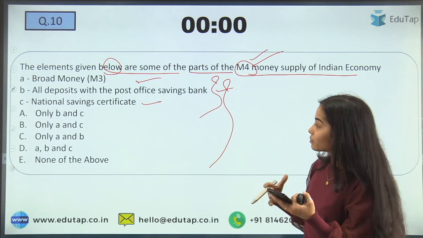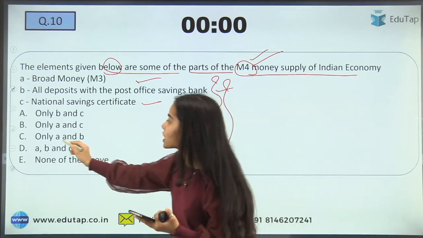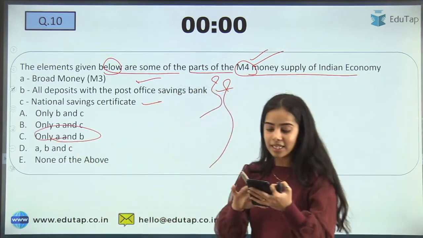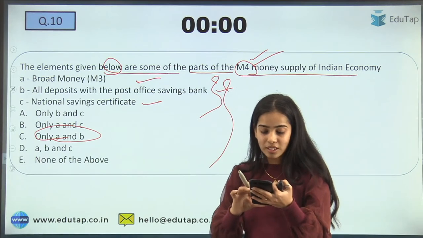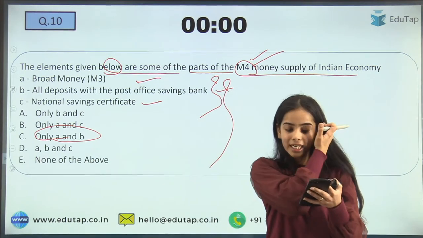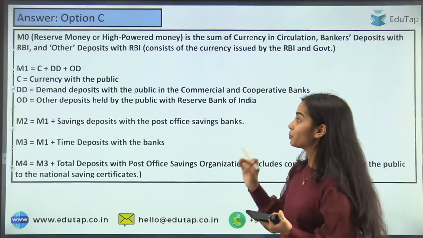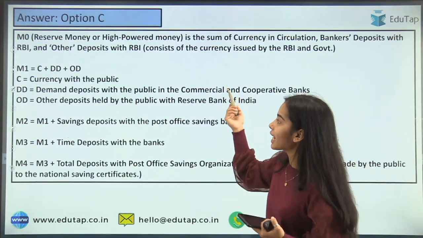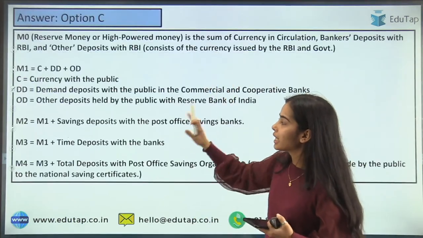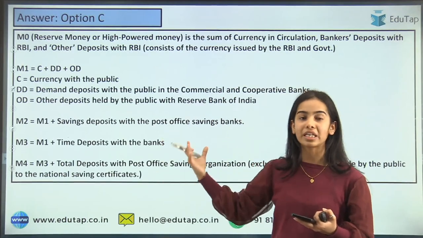I have started getting the answers, and many of you are saying only A and B, and that is the right answer. Who was the first one that gave the right answer? It was Sonia. Well done you. And C is the right answer. You can see all the formulas, and just remember these formulas, very easy.